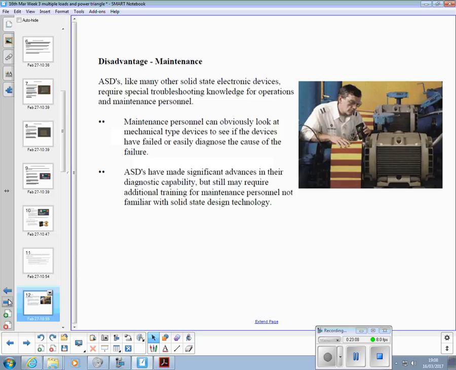Disadvantage, maintenance. Like many other solid-state electronic devices, they require special troubleshooting knowledge for operations and maintenance personnel. That's all very well to say that, but I don't remember very many of them going wrong. Our little single-phase ones used to go bang occasionally, but the big ones never had any trouble, never needed any maintenance. Yeah, and usually that's some kind of external issue, like too much load on it. You drop a phase or something's wrong externally, in my experience.